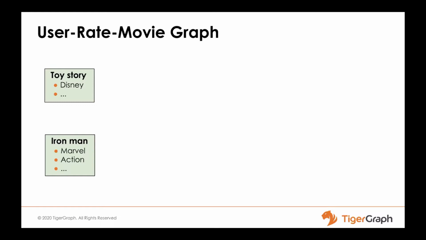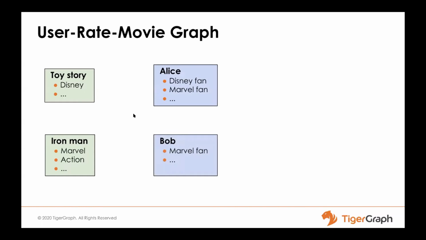In this example, we have two movies represented as two vertices in the graph. For each movie, there is also some information: Toy Story is tagged as a Disney movie, and Iron Man is tagged as Marvel and also an action movie. We also have two users and some background information of the users. Alice rated the movie Toy Story 5 out of 5, and Bob rated Toy Story 4.5 out of 5, and he also rated Iron Man 5. In this example, we want to predict what rating Alice may give to Iron Man.